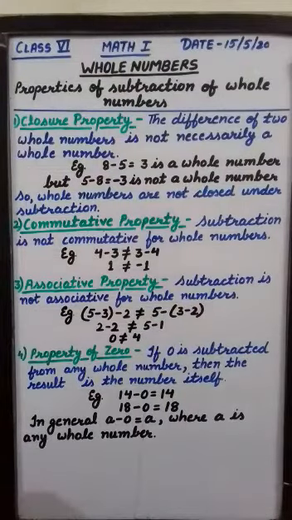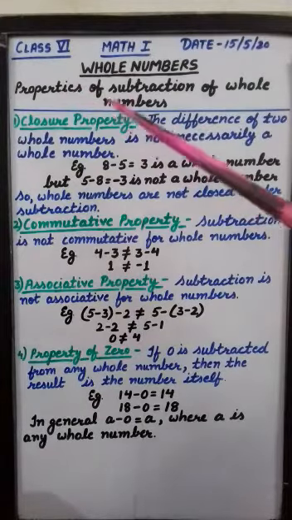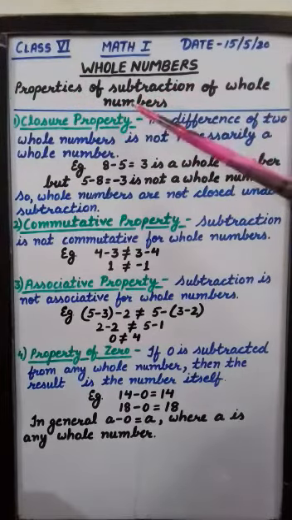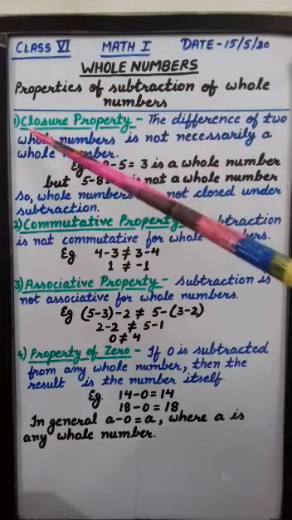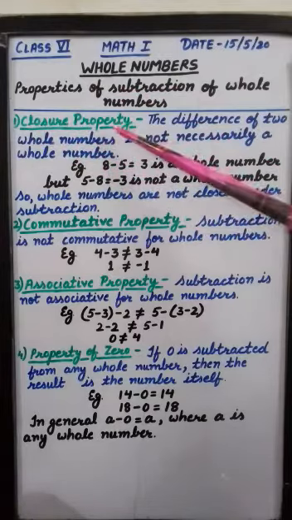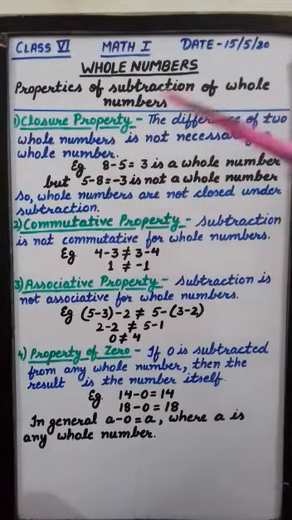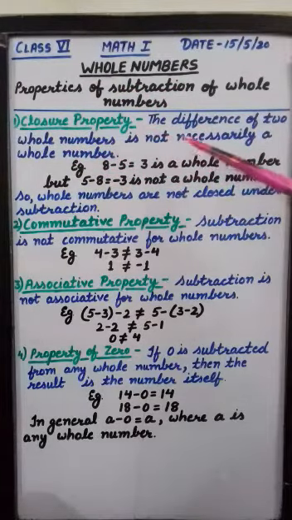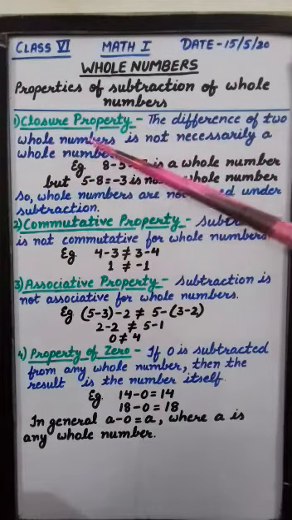Students, in the previous video we have done properties of addition of whole numbers. Now today we are doing properties of subtraction of whole numbers. Starting with the first one, closure property. The difference of two whole numbers is not necessarily a whole number.